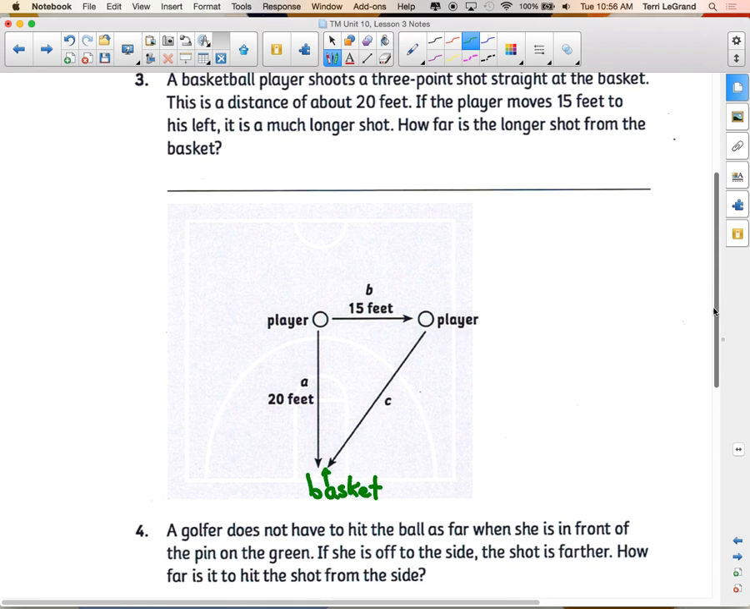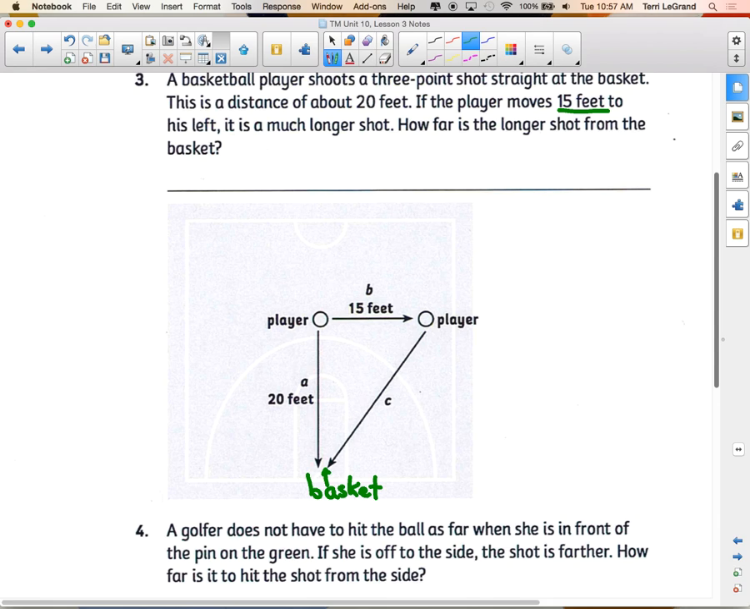If the player moves 15 feet to his left, it is a much longer shot. Because what happens? What does it become? Why is it longer? Okay, then let's talk about what is the 15 feet. What's the 15 feet in this situation? The other leg, B.